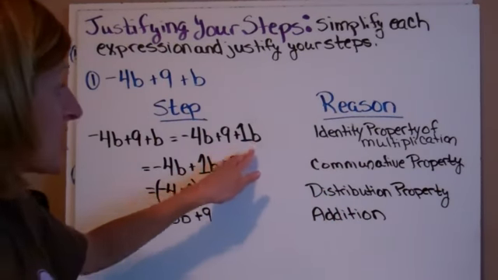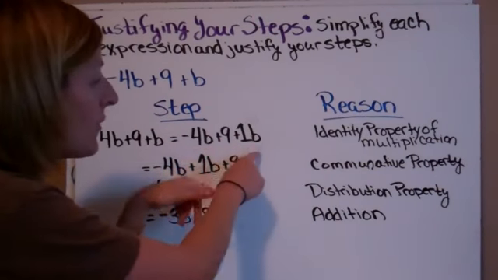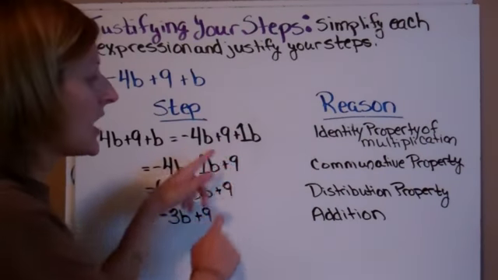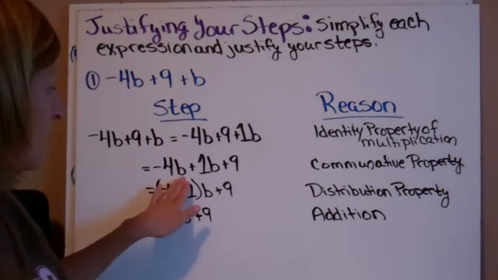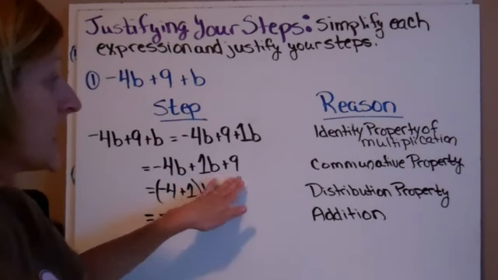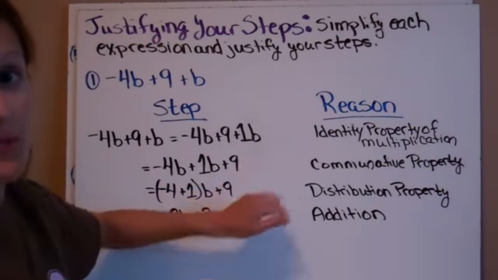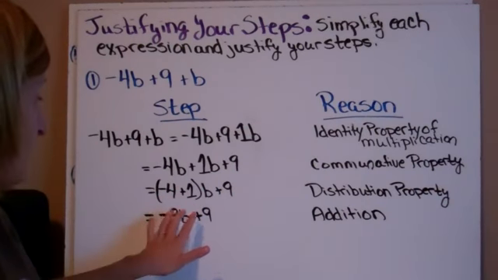Now, I want to change and flip these two. I want my b's next to each other. And I can do that and get -4b plus 1b plus 9 by doing the commutative property of addition.